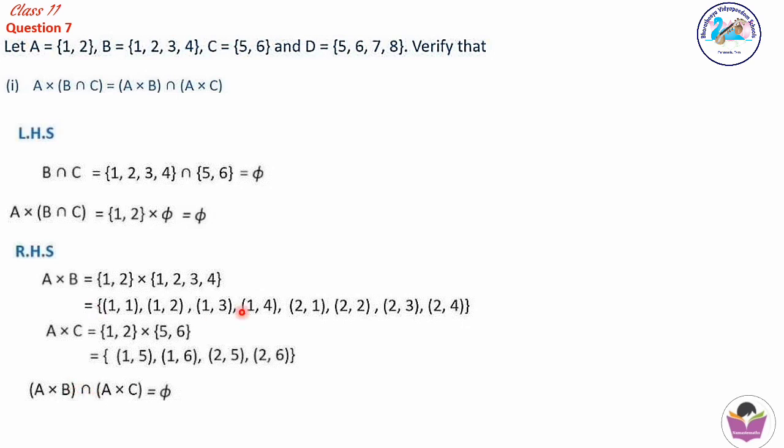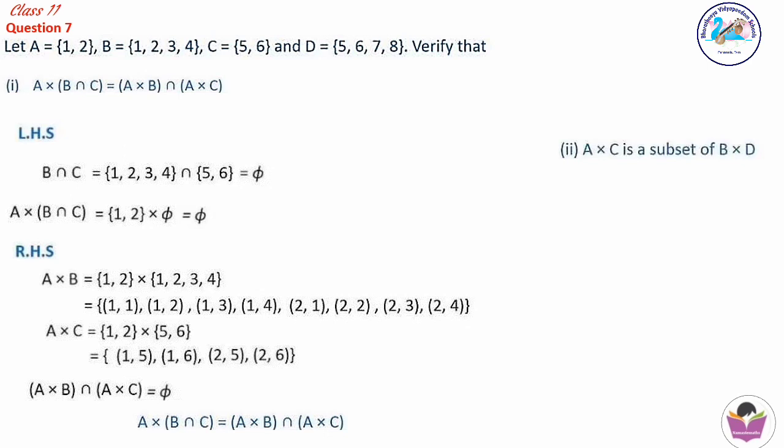A cross B has these elements and A cross C also has these elements. So it is quite clear there are no common elements. (1,1) is not there, (1,2) not there, (1,3) not there, (1,4) not there, (2,1) not there, (2,2) not there, (2,3) and (2,4) also not there. Means there is no common element. Directly we can write 5. So LHS and RHS we have got 5, which means it is verified. So A cross (B intersection C) is equal to (A cross B) intersection (A cross C).